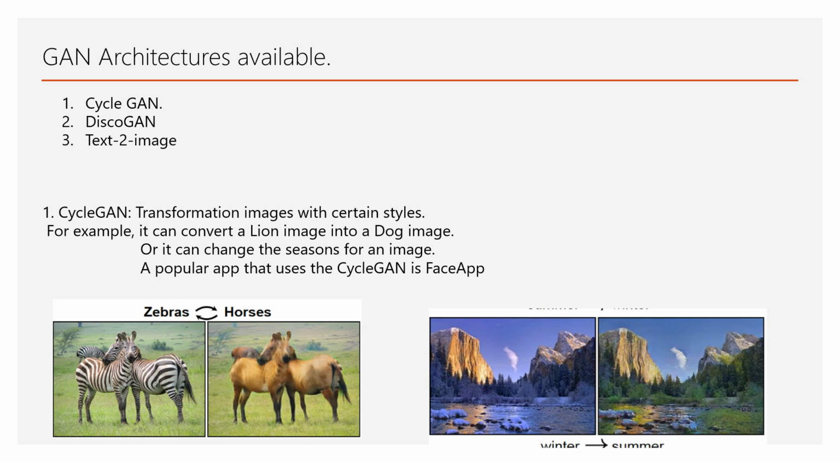So here you have an example. When the input was a zebra photo and I say I need a horse photo with the same kind of attributes, it can convert that. Or if I've traveled to a place and taken a photograph during the night, and I would like to see how it looks during the day, I can do that using a cycle GAN.